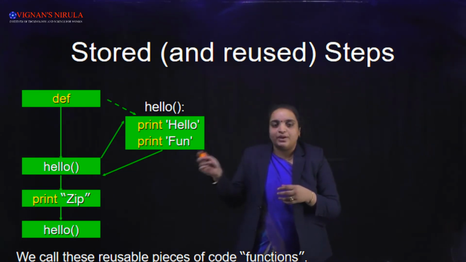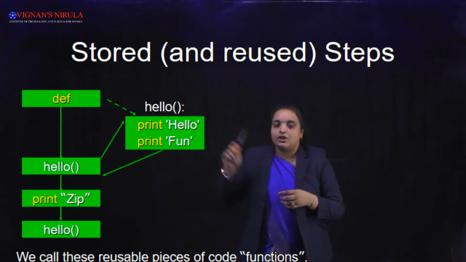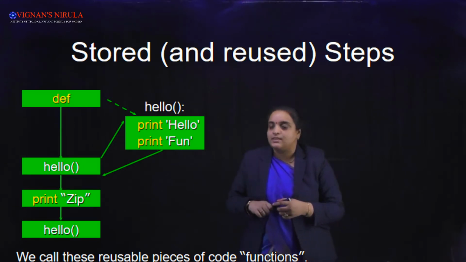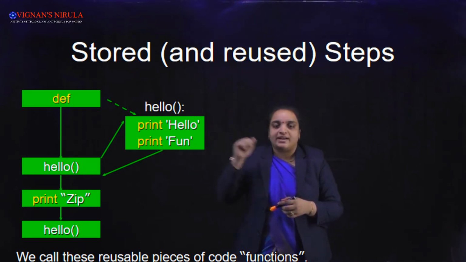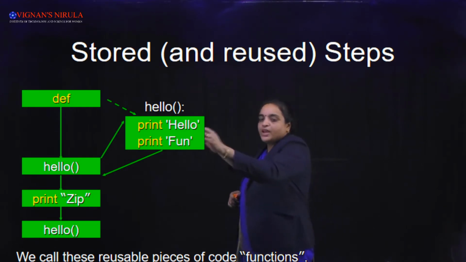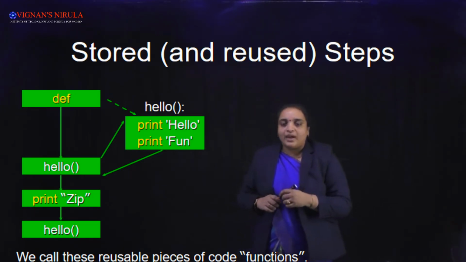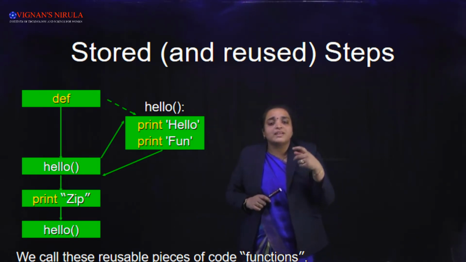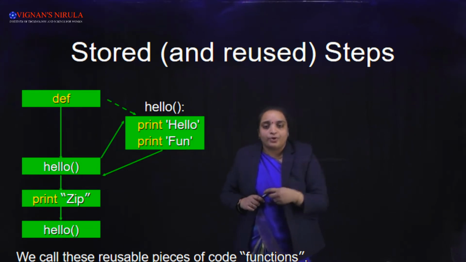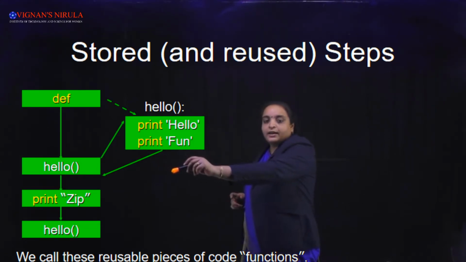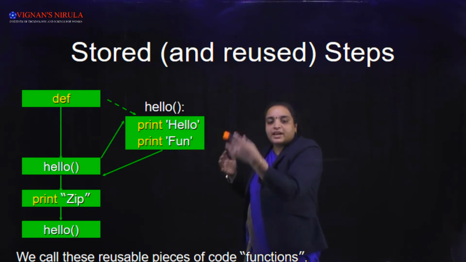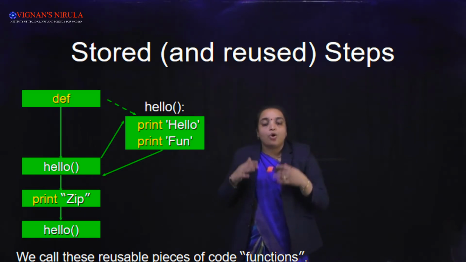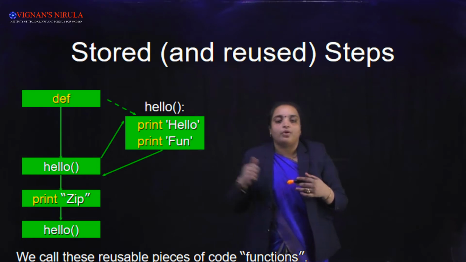In this example, there is a function called hello. The hello function is defined with two printf statements. One prints the string hello, and the second prints the string fun. So here you have defined a function called hello. And how are you using this hello function in your program? You are calling the hello function here. Then you are printing some statements of your program, and again you are calling the same hello function. We call these reusable pieces of code functions.